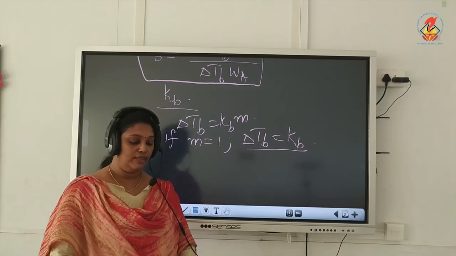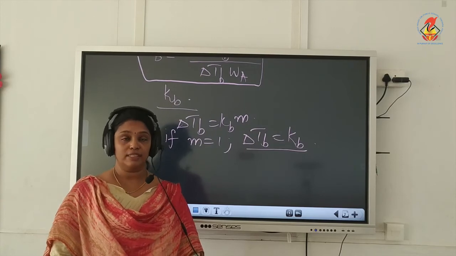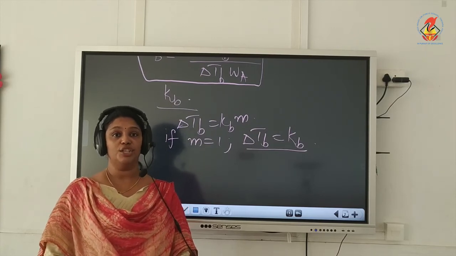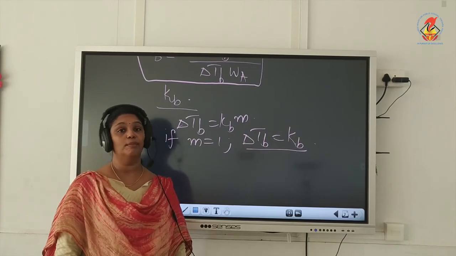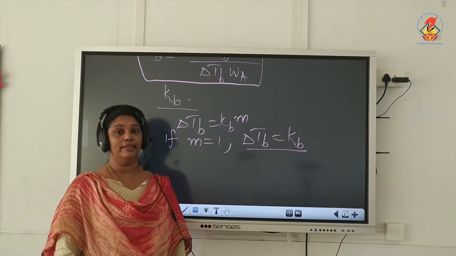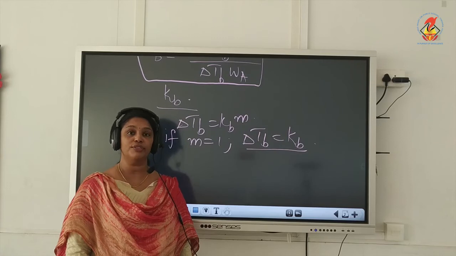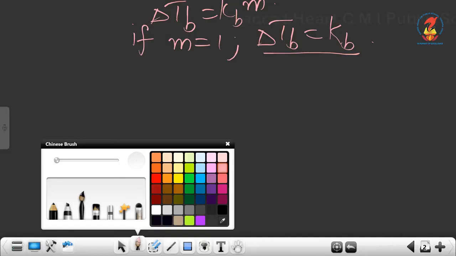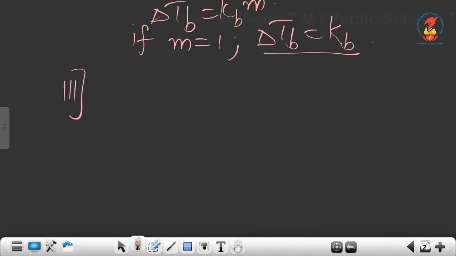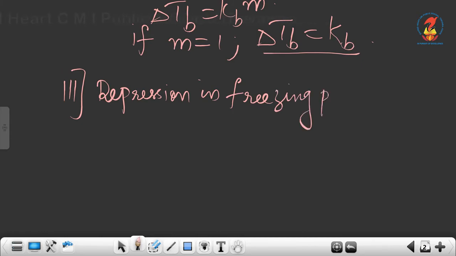Okay, so with this we finish the expression for elevation in boiling point and molecular mass of solute from elevation in boiling point. Now number 3, the third colligative property, is depression in freezing point of solvent. So we are going to discuss that.